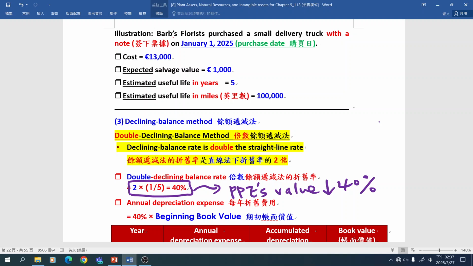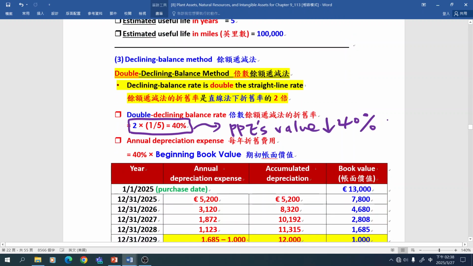What's the number for your last number? Your PPE's value in the last year, how much did you get? Is it 1,000? It's not. Why? Based on the formula, when you finish the whole table, you cannot get 1,000. So after you've done this table, how do you get this table?